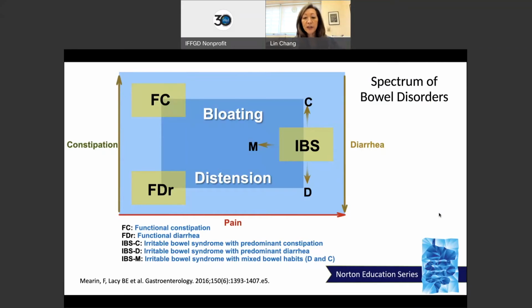that's constipation. So patients with pain and constipation, that's IBS with constipation. But if they don't have much pain, on the left upper panel, but they have constipation, that's functional constipation. If they have more diarrhea, less constipation, but not much pain, that's functional diarrhea. And if they have diarrhea and pain, then it's IBS with diarrhea. So this is really along a spectrum.